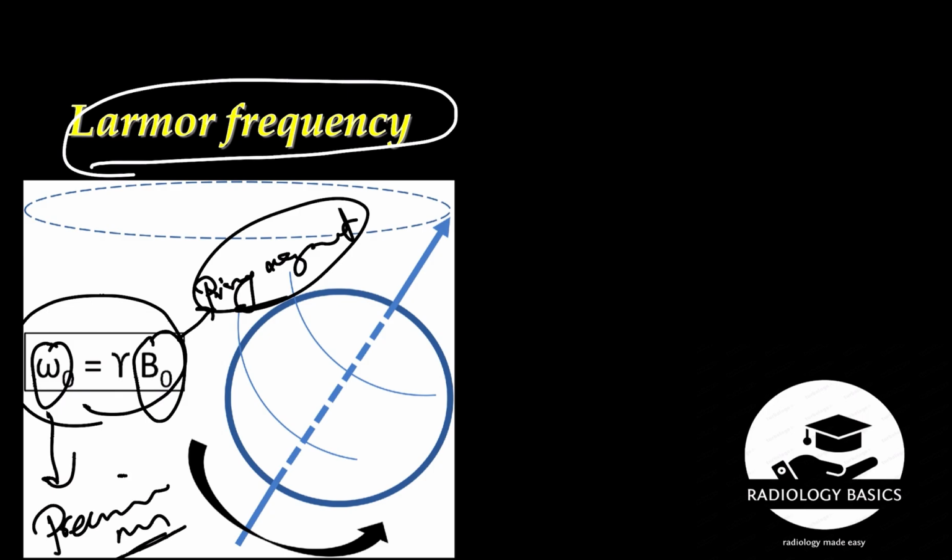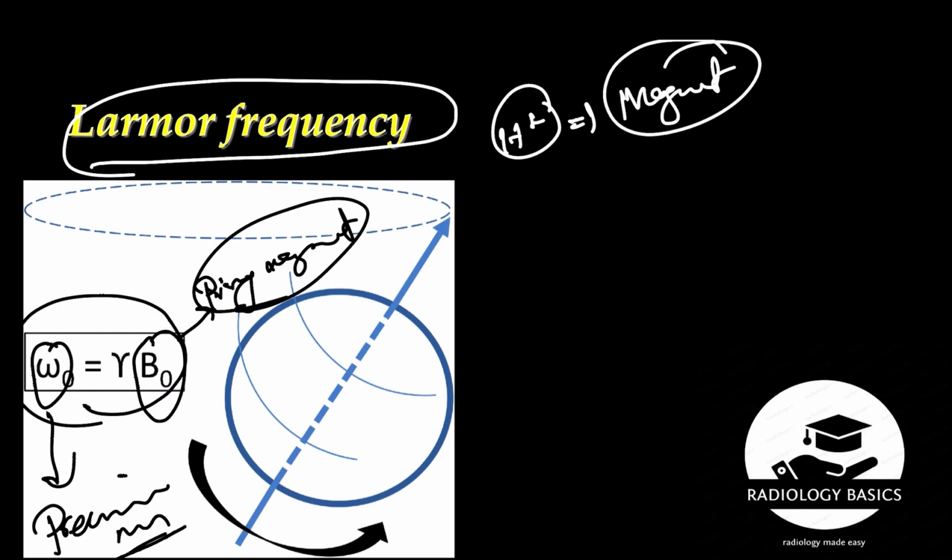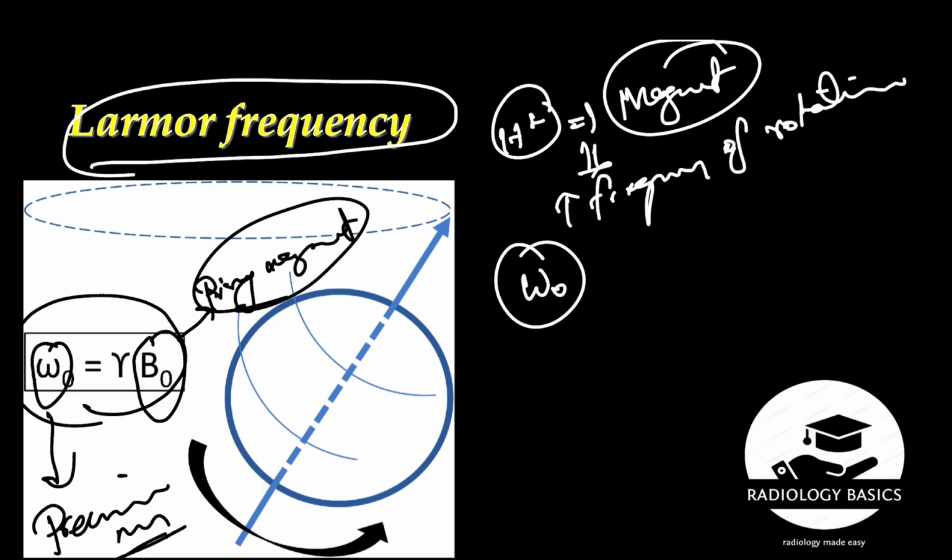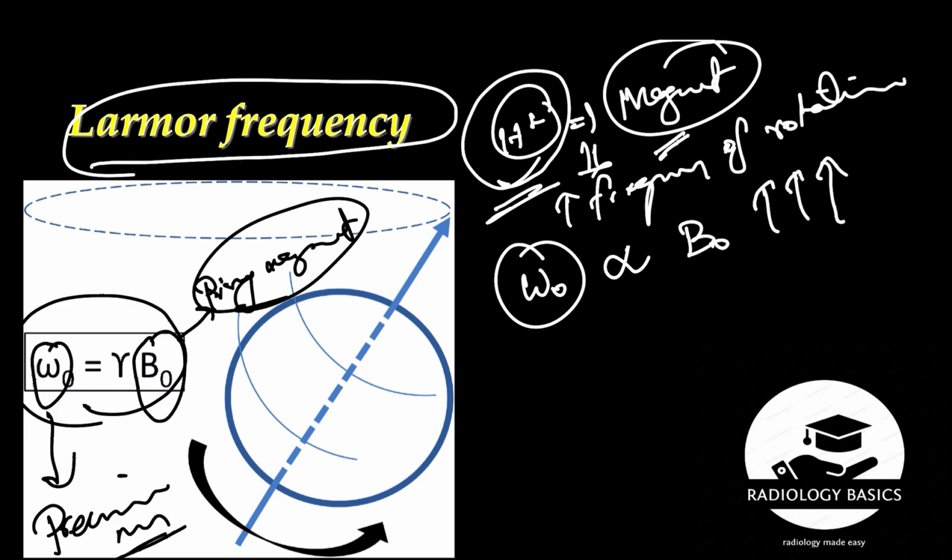Whenever we keep an H plus ion within the center of the magnet, it will increase the frequency of rotation. This is given by an equation: omega 0, the precession frequency, is directly proportional to B0. The precession frequency of the H plus ion is directly proportional to the magnetic field. If the magnetic field strength is increased, the precession frequency of the H plus ion is going to increase.